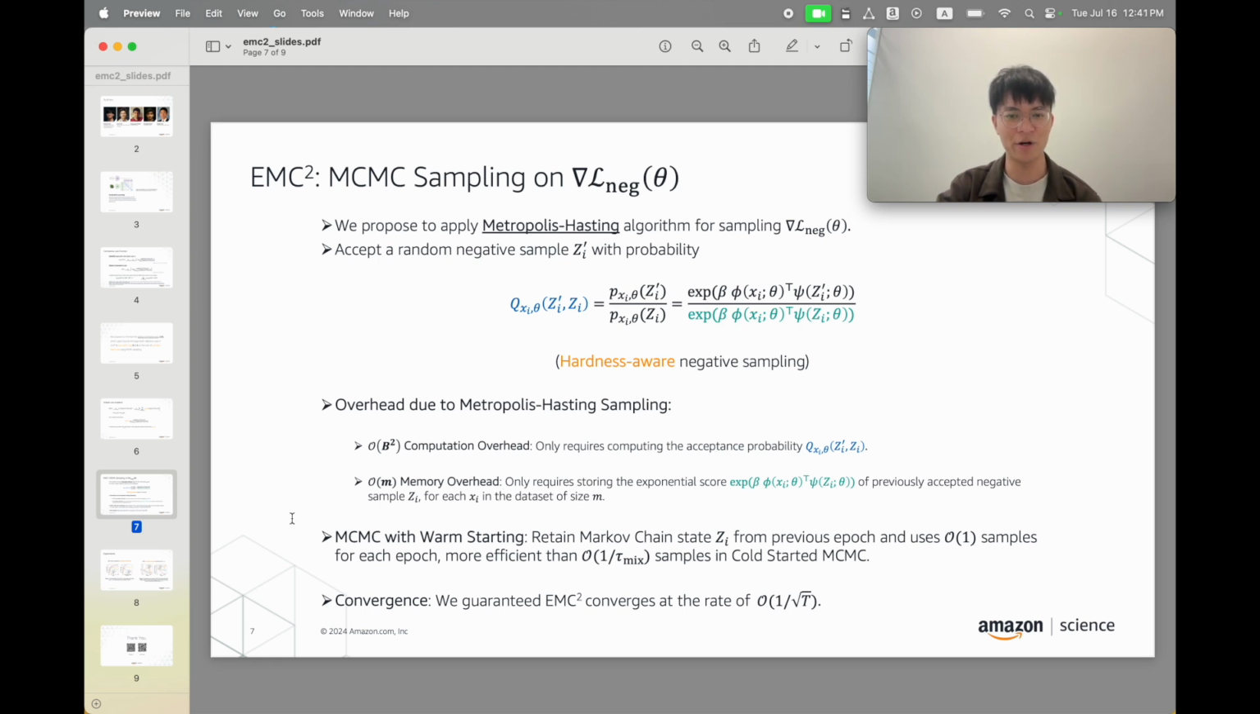Our algorithm works by warm starting, meaning that at every epoch, we retain the Markov chain state from the previous epoch, and we only use a constant amount of samples to run the Markov chain, which is more efficient than restarting, or cold starting, the Markov chain at every epoch. In our paper, we show analysis that our algorithm converges at the rate of 1 over square root t.